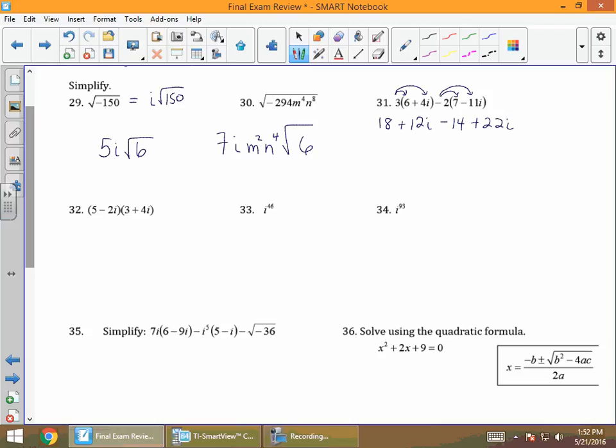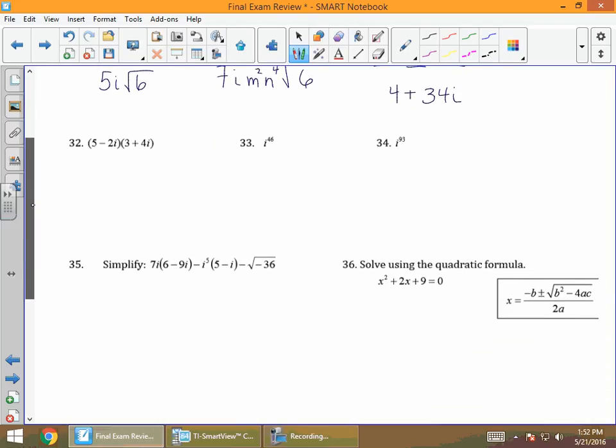Just like any other algebra, I just combine like terms. Remember, leave your i terms second in the order that you put it in. So I have an 18 and a negative 14. Combine those to give you 4. Then I have 12i and 22i, and if I combine those, that would give me 34i. So 4 plus 34i.